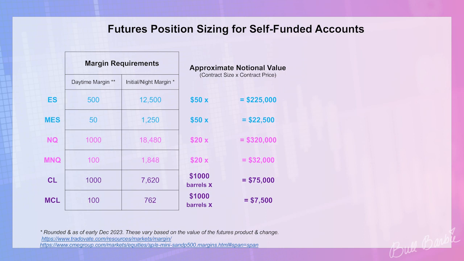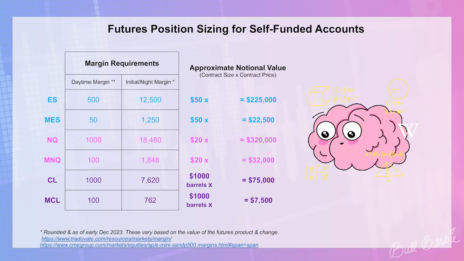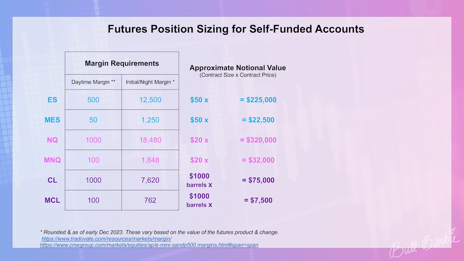Here's how I like to put all of this in perspective. One ES contract, even though Tradovate or Ninja will let us buy that for $500, controls a lot more than $500. What we need to look at is not just the margin requirement, but also the notional value. You get the notional value by multiplying the contract size by the current price of the contract. Right now, ES is trading around $4,550.